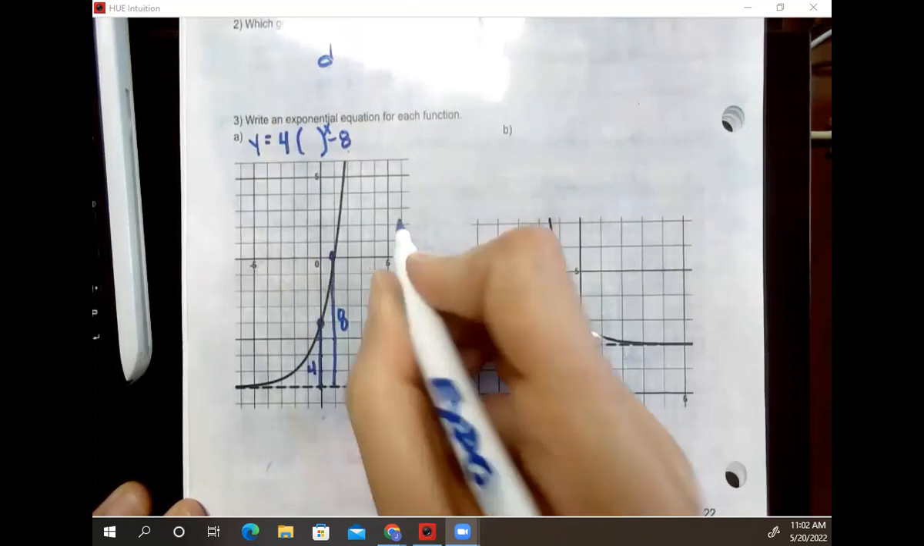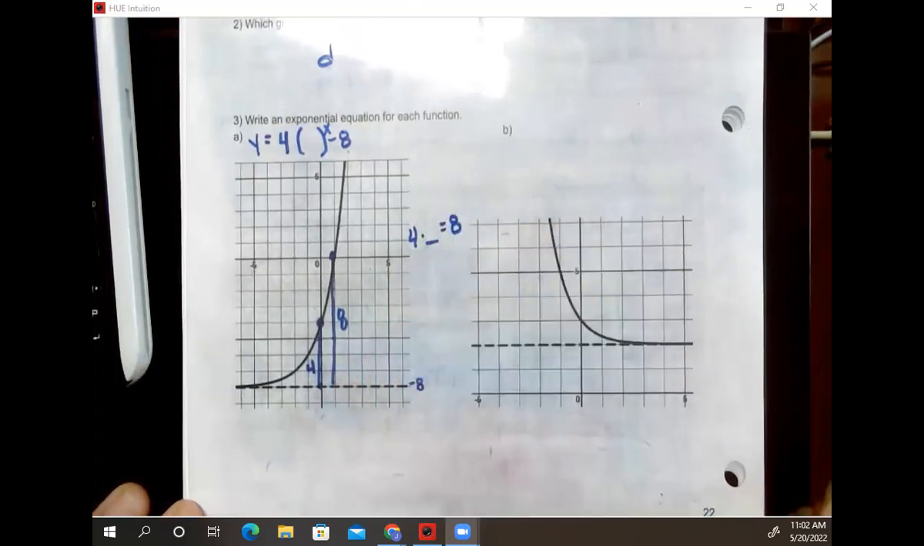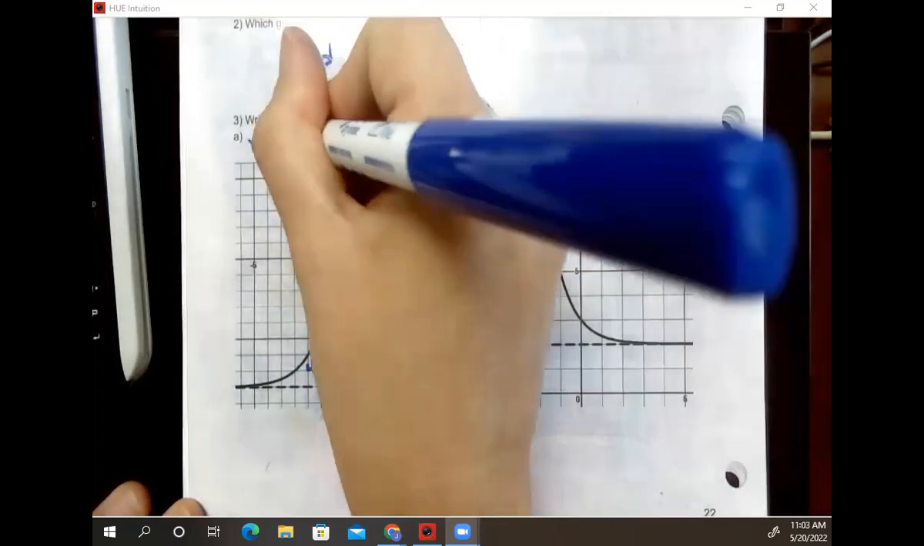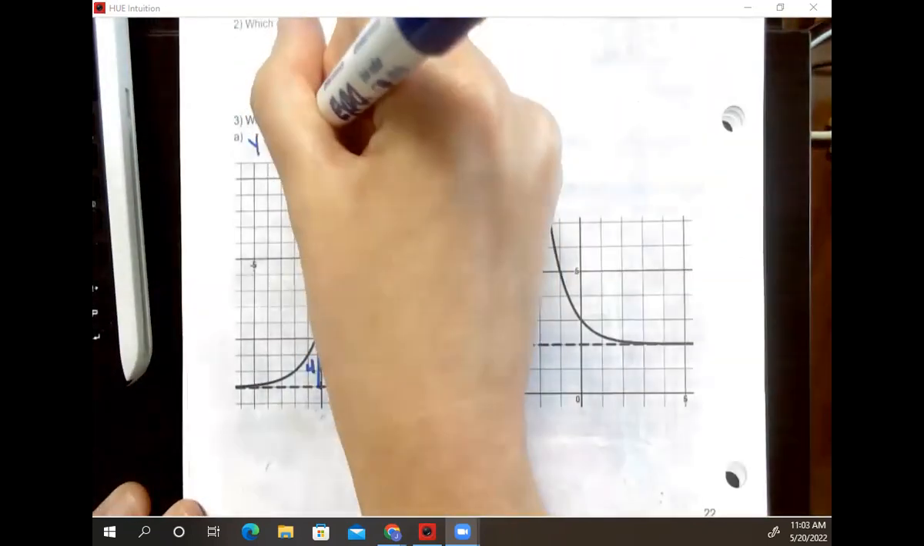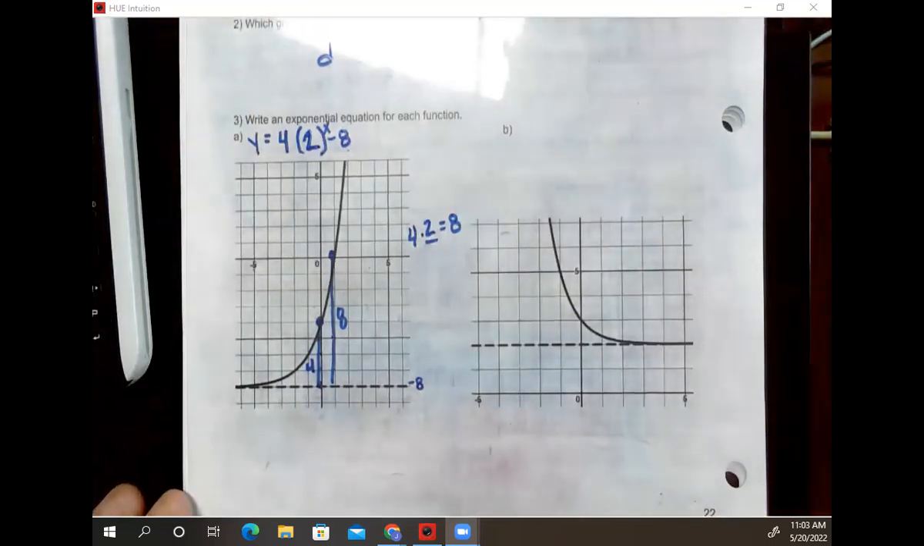So I need to know, what did I multiply by? 4 times what to get 8? 4 times 2. So the base for my exponent would be 2. So I've got 4 times 2 to the x minus 8. Question for me on A?